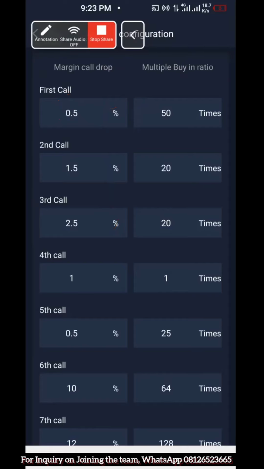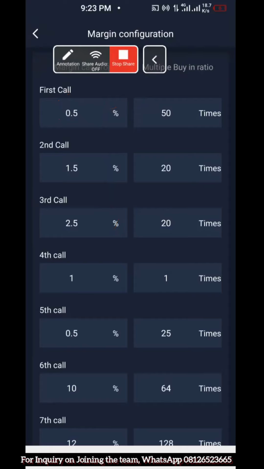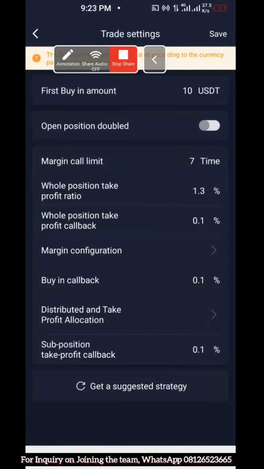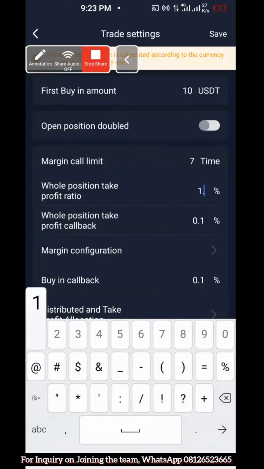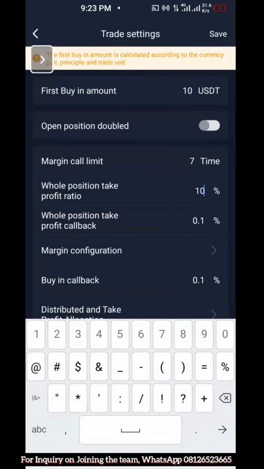So let me leave the margin call section now to go back to this place. Now, all position take profit ratio is set at 1.3. Normally, if you've noticed, I've been talking about 1.1 and not 1.3. You can change it to 1.1. If you like, you can say you want to collect at 10%, and anything lesser than 10% is left to you.